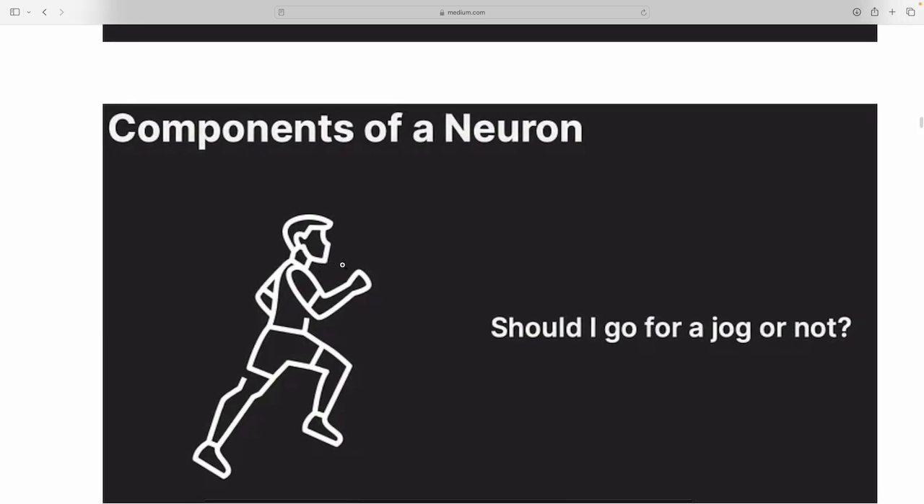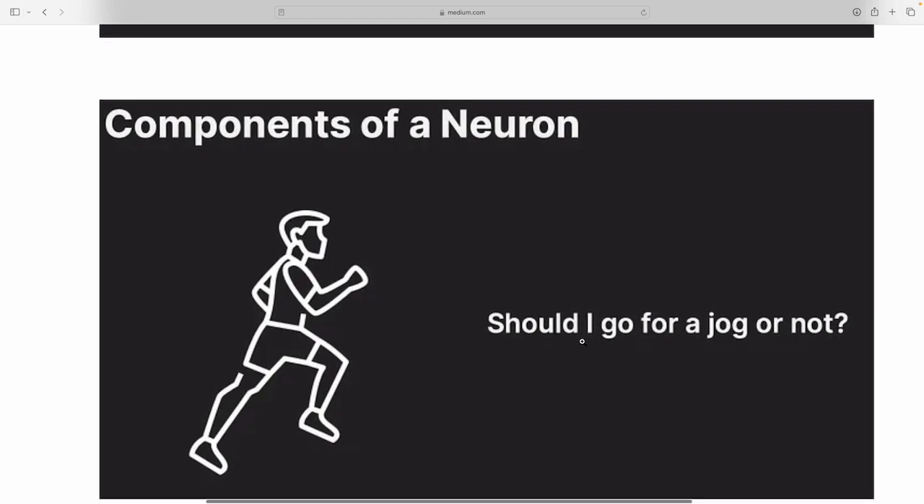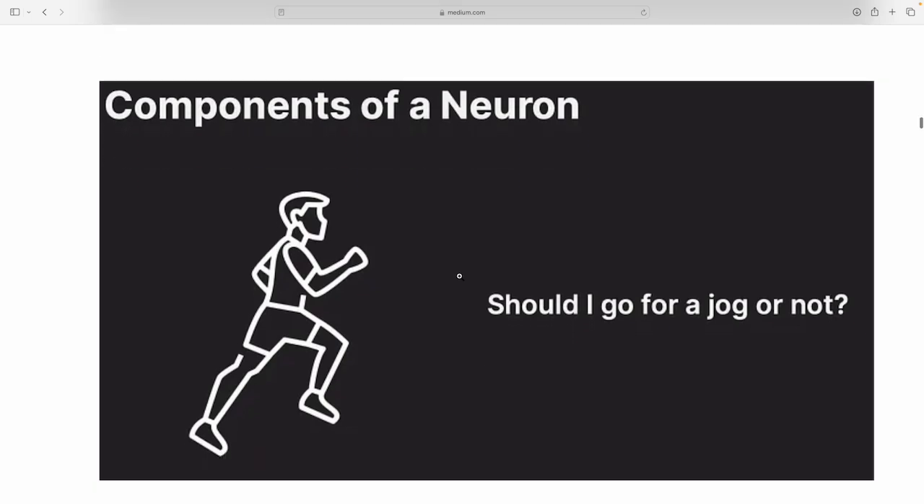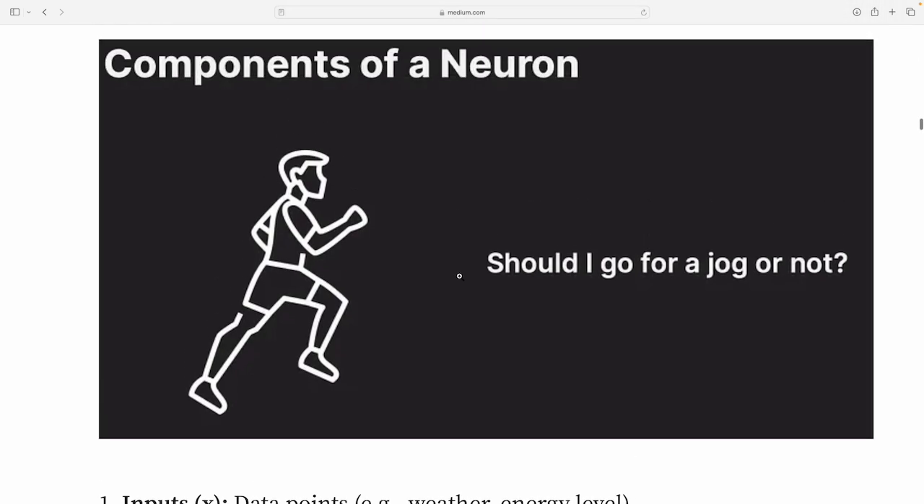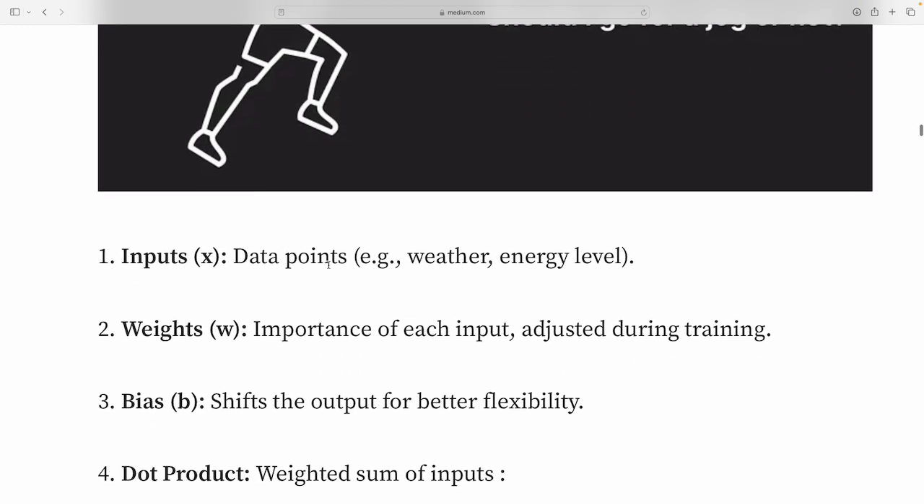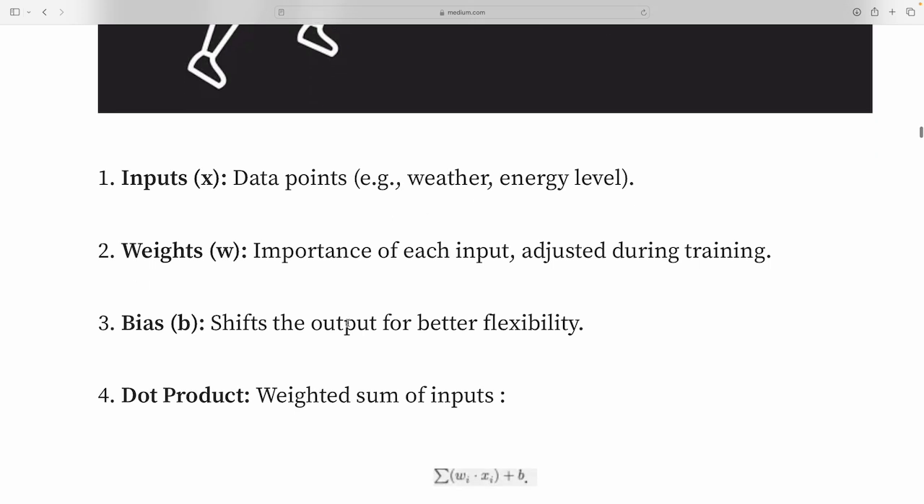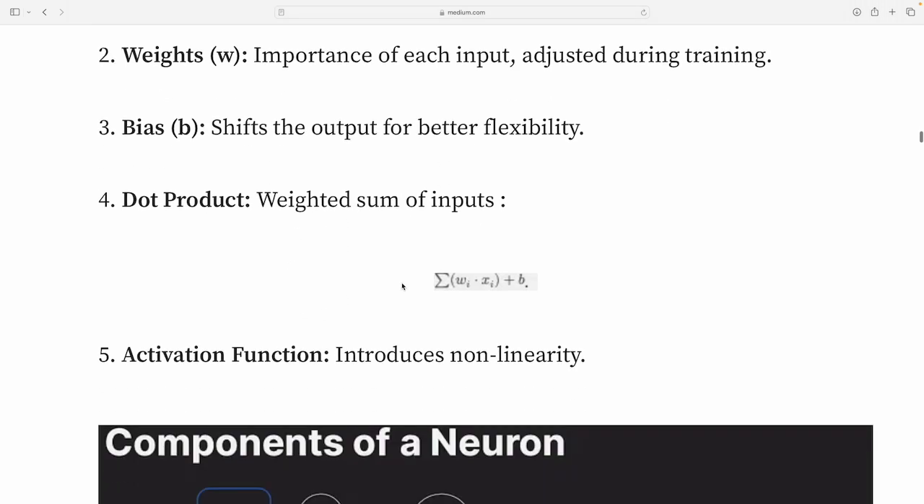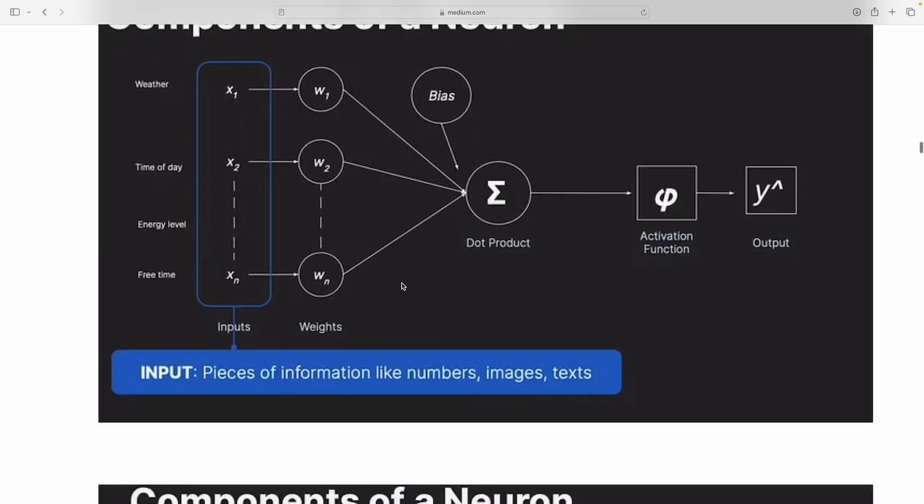So how do humans make a decision, like should I go for a jog or not? We have some conditions: if it's raining, we will not go. If the weather is good, we will go. If we feel energetic, then we'll go. So there are various inputs, like weather and energy level. Each input is adjusted by its weight. Bias also shifts the output for better flexibility. We do the dot product and then we take the decision, right? This is similarly how it works here.